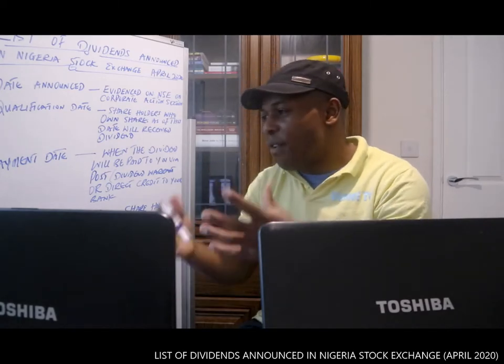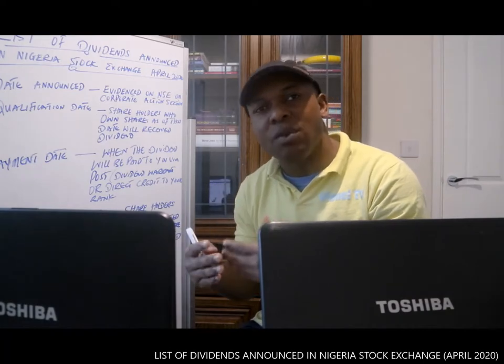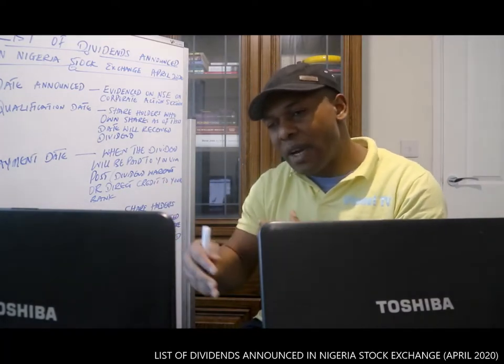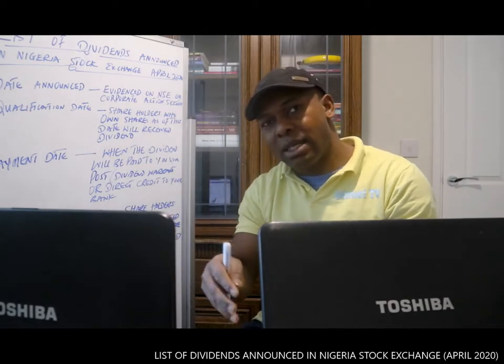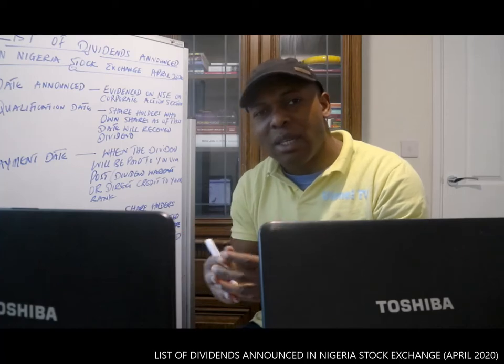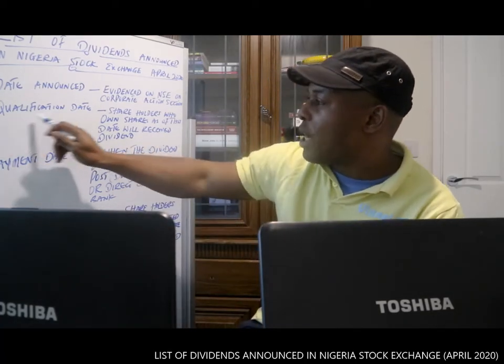Sometimes they will give information just to debunk any negative news or something that is happening, or something they said about their company. Sometimes they forward that information to the Nigerian Stock Exchange for people to know, for the investors to know what is happening, basically. So you need to check the qualification date.